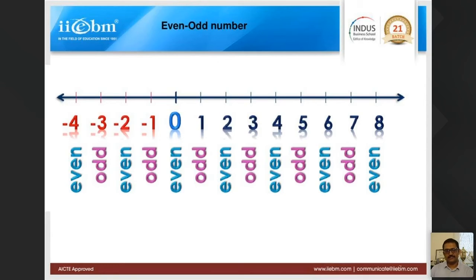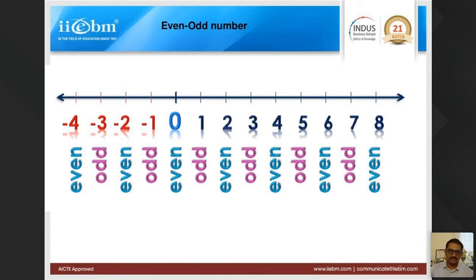But there is congruence between different statisticians and mathematicians that 0 is even. Why is it even? Because it fulfills 2 conditions. 0 is exactly divisible by 2, and 0 comes in between 2 odds. Like we see 5 and 7 are odd, and the number in between becomes even.